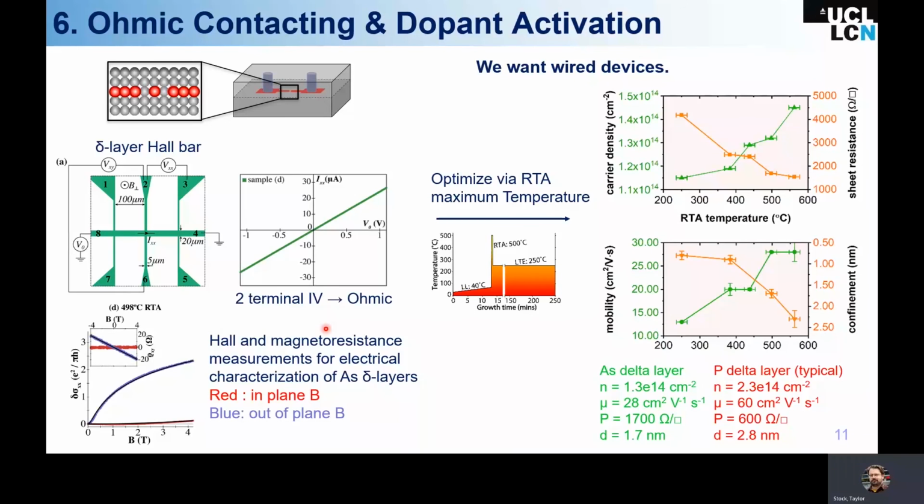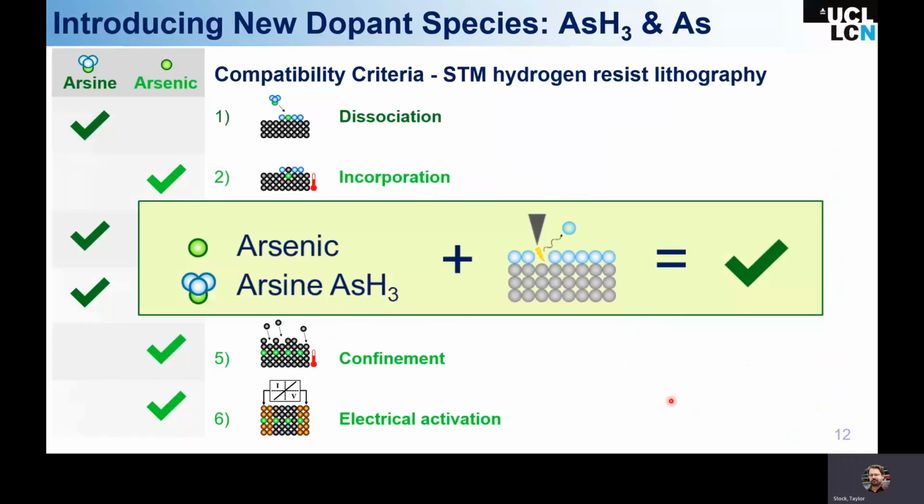Okay, the final criteria is that we need dopant activation and ohmic contacting. And I won't go into much detail here other than to say that we can deposit aluminum contacts onto the dopant patterns, and we measure ohmic IV curves, and we can in fact tune the properties of the delta layer by adjusting this rapid thermal anneal temperature, and they give us comparable properties to the saturation layers compared to the phosphorus. So both phosphorus and arsenic are usable as electrically activated dopant layers in the silicon. Okay, so we've met all the criteria, and arsine and arsenic are compatible with scanning tunneling microscopy hydrogen resist lithography.